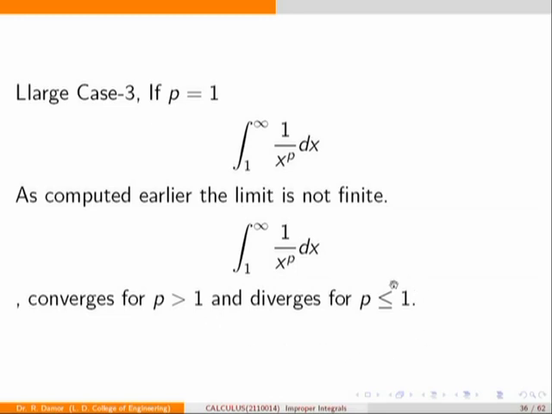So in your first chapter, infinite series, this is the most useful test, the p-series test, to evaluate whether an infinite series is convergent or divergent. It is of the type 1 upon x raised to p.